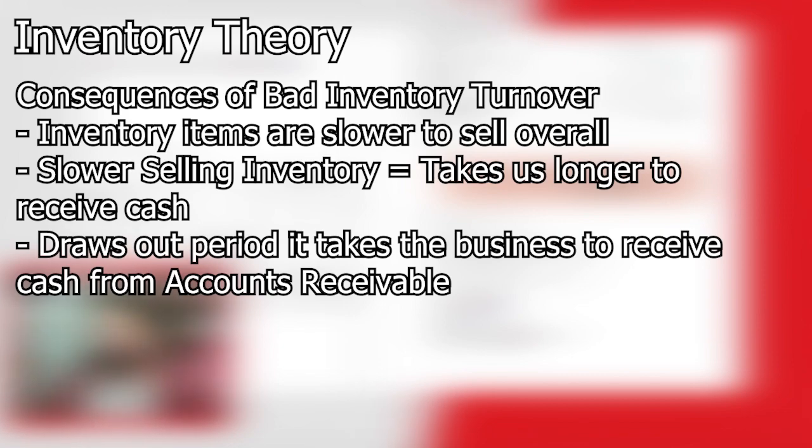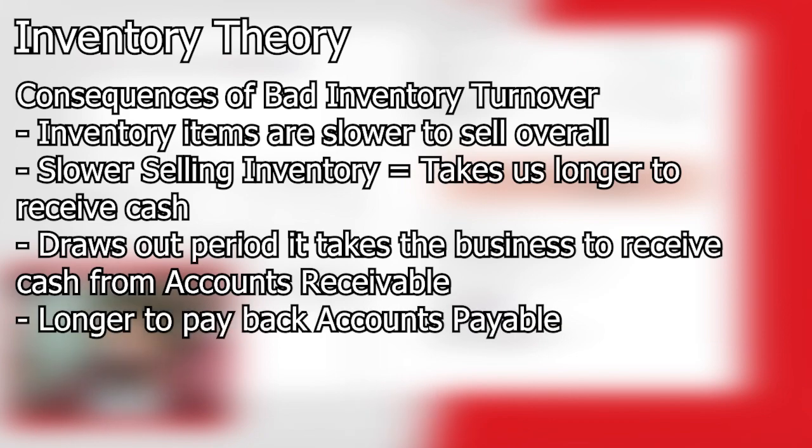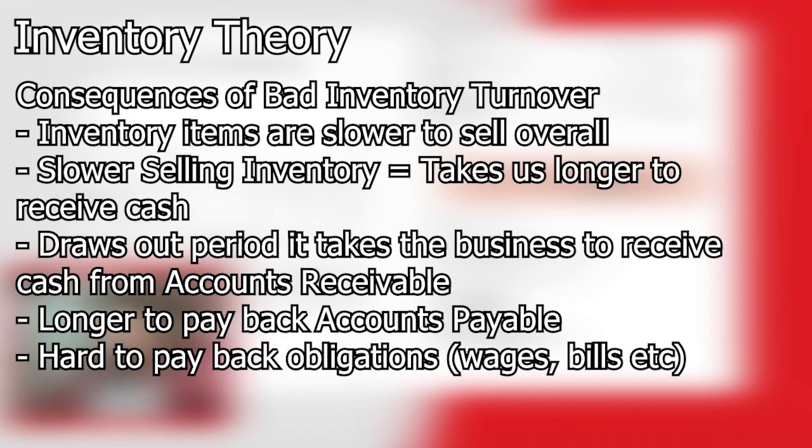That then draws out the period of waiting for receiving accounts receivable. Now, if we're slower receiving cash flow from cash sales and accounts receivable, it means we're going to be slower to pay back accounts payable. Or alternatively, we're not going to be able to meet other obligations. So it's that real flow-on effect. So what can we do? What can we do to maintain, manage inventory, or use the inventory turnover to put strategies in place?